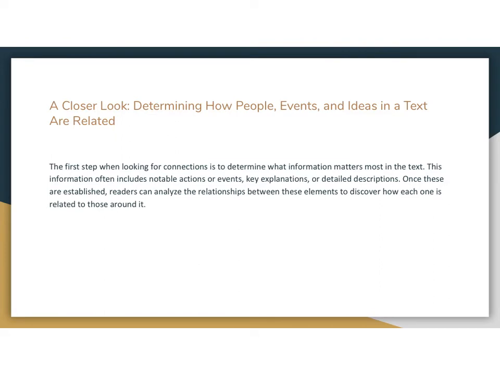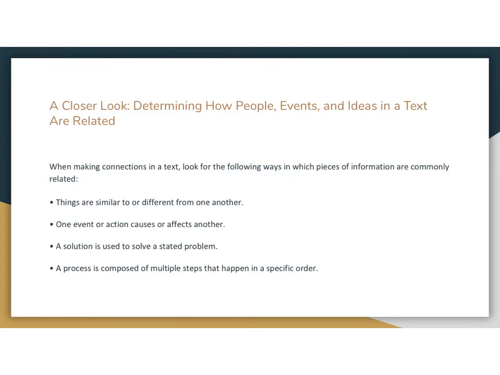Okay, so step 1 is to figure out what information matters the most in the text. It could be any notable actions or events, any detailed descriptions, or any specific key explanations. Once these are established, readers can analyze the relationships between these elements to kind of figure out how they're related to each other. So when you're making connections in a text, look for the following ways in which pieces of information are commonly related. Things are similar to or different from one another.